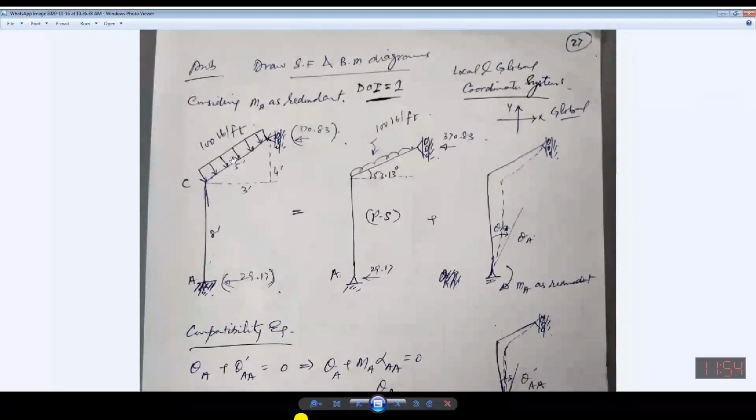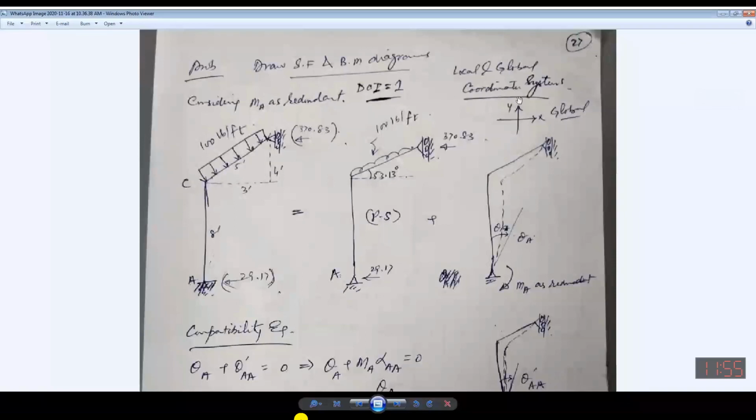Now this is 100 pounds per foot. It is acting along the local axis, perpendicular to the local x-axis, and this is the y-axis. This is considered, according to the orientation of the individual element, the local axis, and this is the global axis.